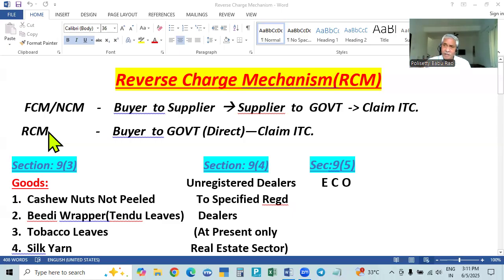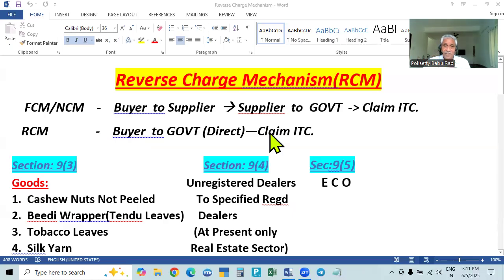So you will pay, but as usual, whether it is paid through the seller or paid to the government, the tax is paid. So from the government, he can claim the ITC. The buyer will pay to the government directly, not by paying to the seller and the seller paying to the government. The buyer can claim the ITC since he is paying to the government.